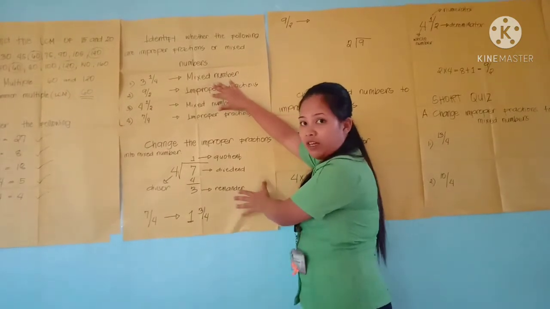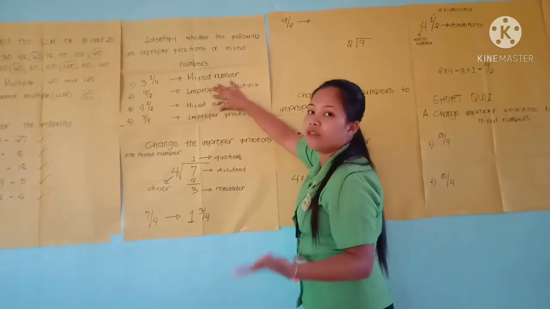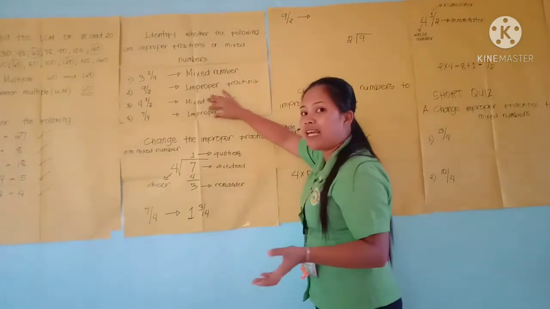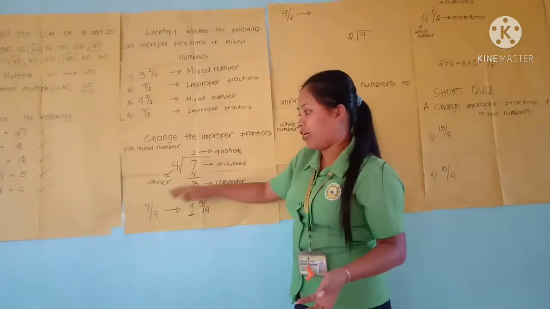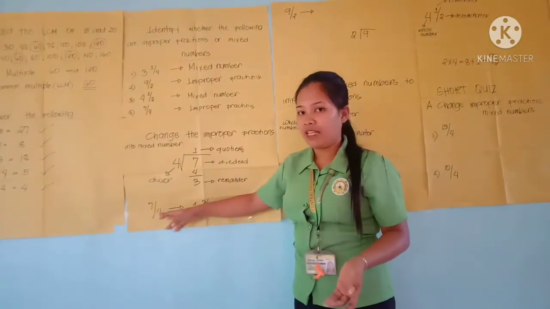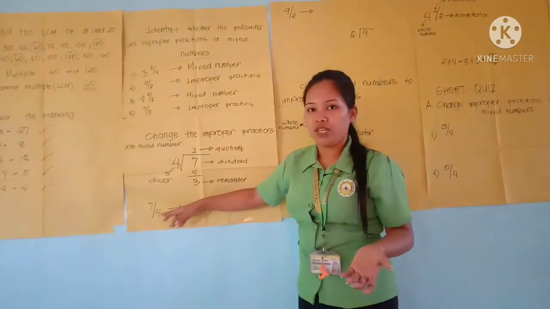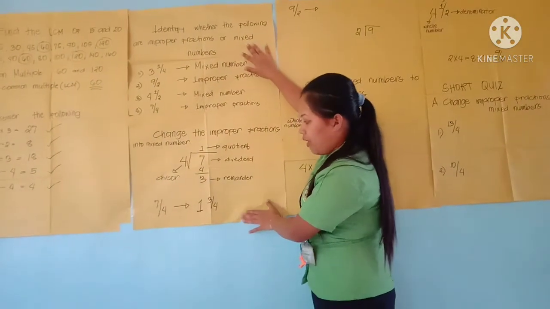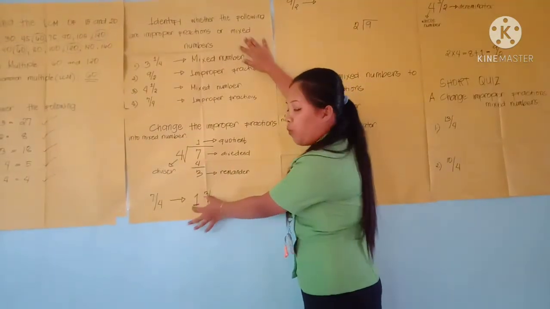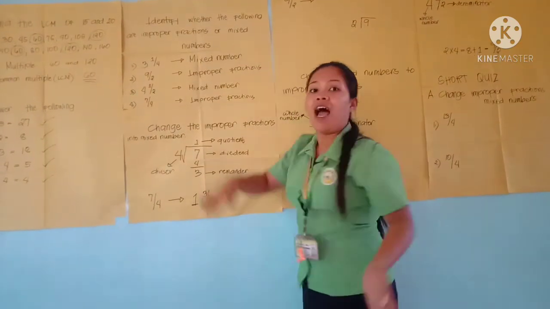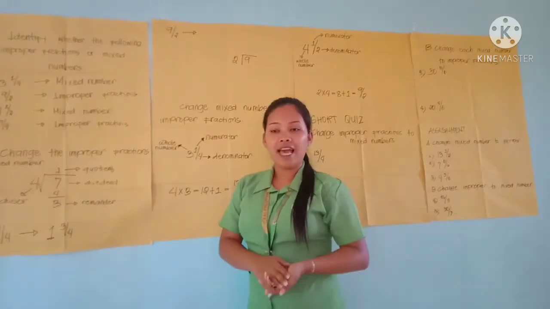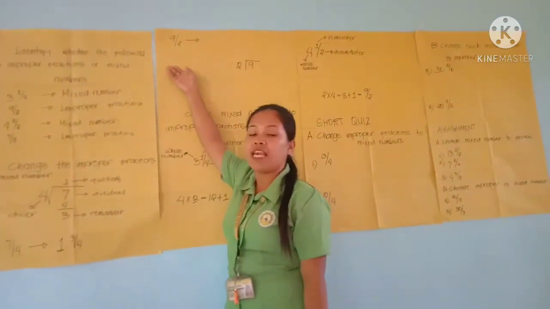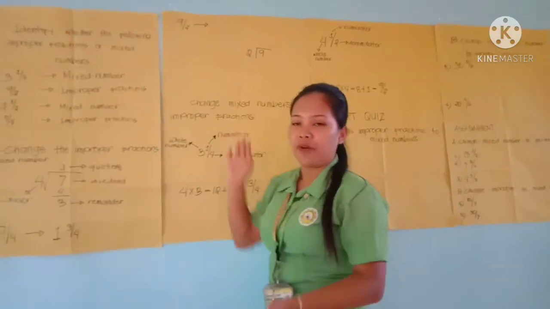Then the remainder will be our new numerator. And we will just copy the denominator, or the given denominator of 7/4, which is 4. So we are going to write the mixed number of 7/4 as 1 and 3/4. Understood? Princess, please go to the board and change the 9/2 into a mixed number.